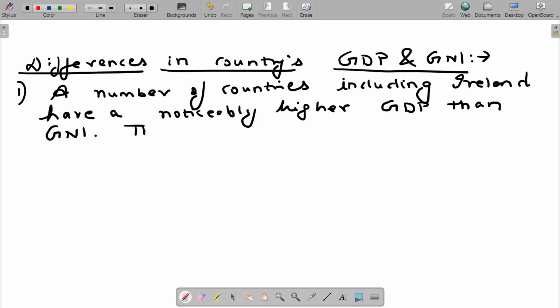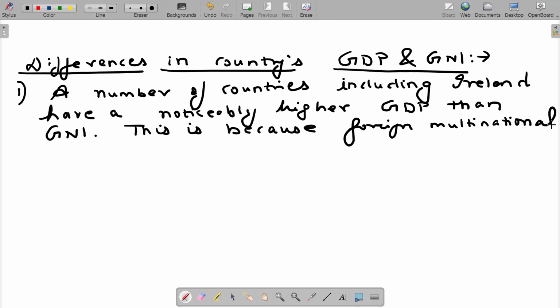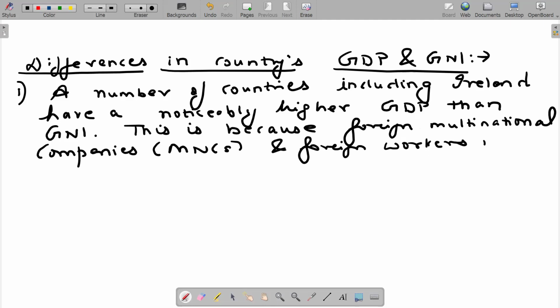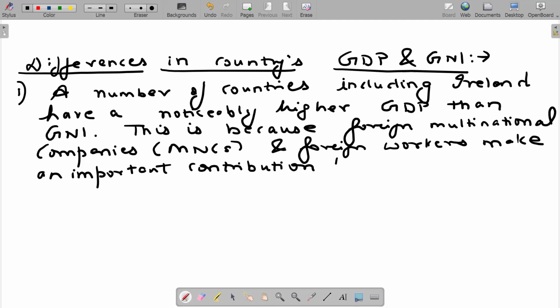So I can write, this is because foreign multinational companies, also called MNCs, and foreign workers make an important contribution to the output of these countries.